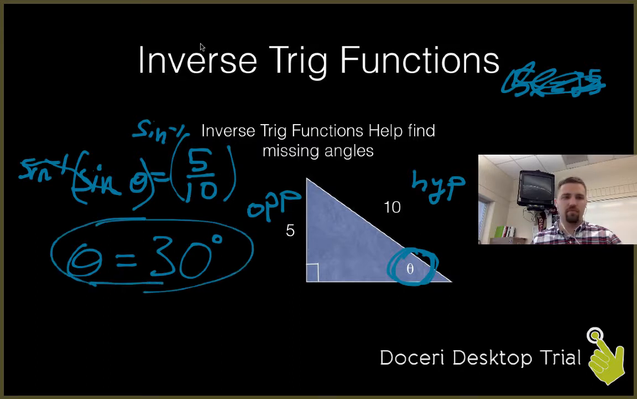And that's all we're doing for finding a missing angle in a triangle. It's just that inverse sine, or sometimes it's called arc sine. So it could be sine, cosine, or tangent. It works the same for all of them. Let's do one more example here.